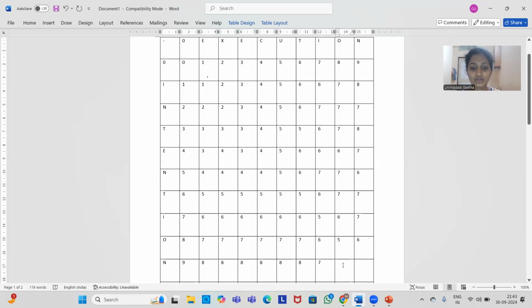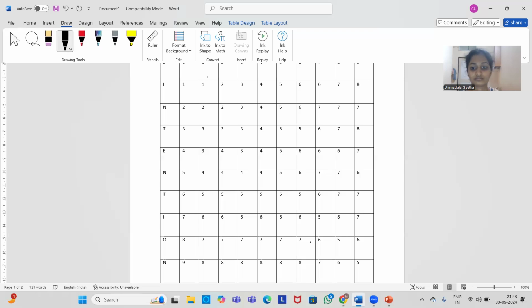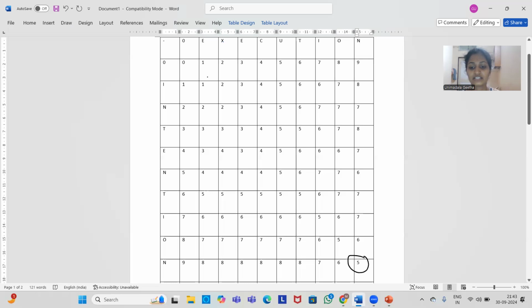And comparison between N and O. N and O are also two different letters, so we have to perform operations by comparing 5, 6, and 7. In those, 5 is the smallest number, so we insert +1 with that 5, so it will become 6. Here N and N are the same letters, so we perform a deletion operation so that the number will be 5 here. The minimum edit distance between the two strings is 5.